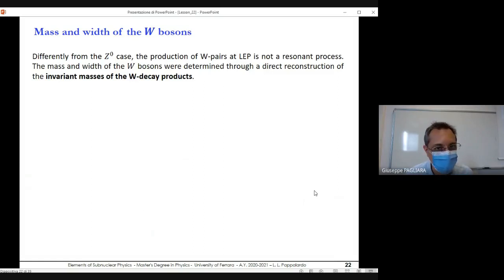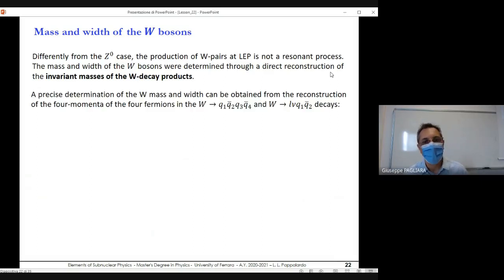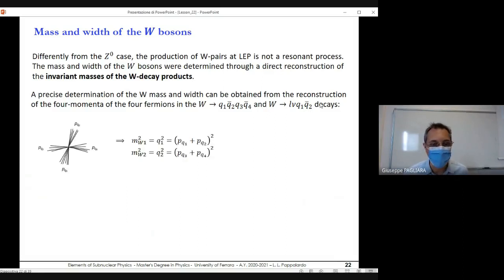Now, differently from the Z, the production of the W at LEP is not a resonant process, because you have to produce two of them with opposite charge. And so the mass and the width of the W, so essentially the main properties of the W, were determined through the direct reconstruction of the invariant mass in the final state, so of the decay products. A precise determination of the W mass and width can be obtained by reconstructing the four momenta in order to construct your invariant mass, in both cases. So either you have a hadronic decay or a semi-leptonic decay. And so you see here an example.